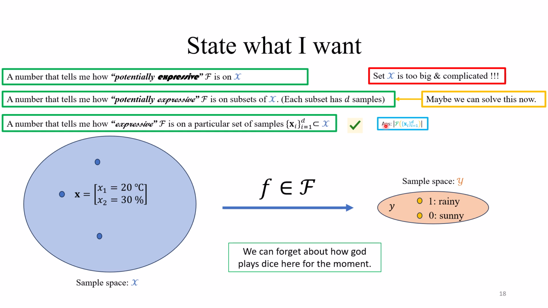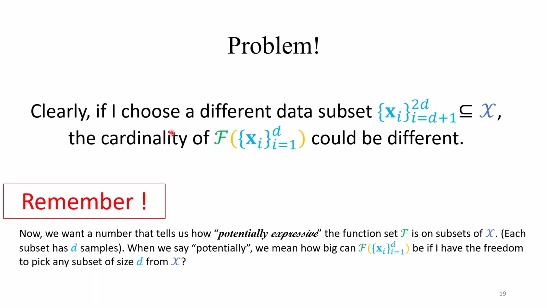Now let's try answering the next question based on what we currently have. Now we want to ask how potentially expressive F is on subsets of X, with each subset having only d samples. So clearly, if I choose a different data subset, maybe it's this other set, which is also a subset of X, the cardinality of this set could also be different. And we need to remember that if the question is how potentially expressive F is on X, then we can choose any subset of size d from X.